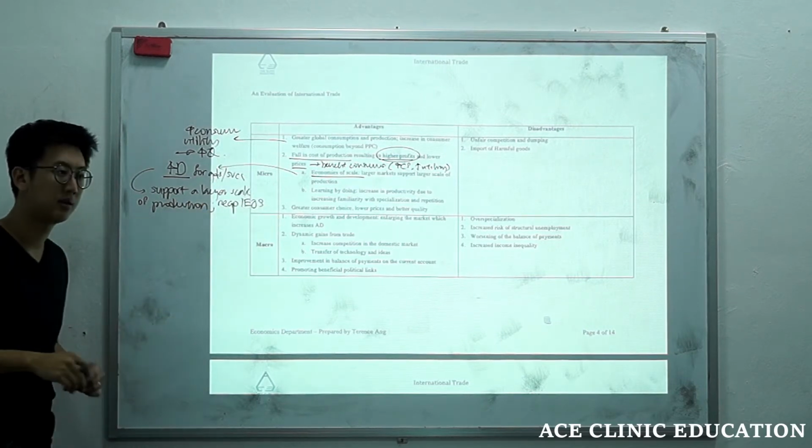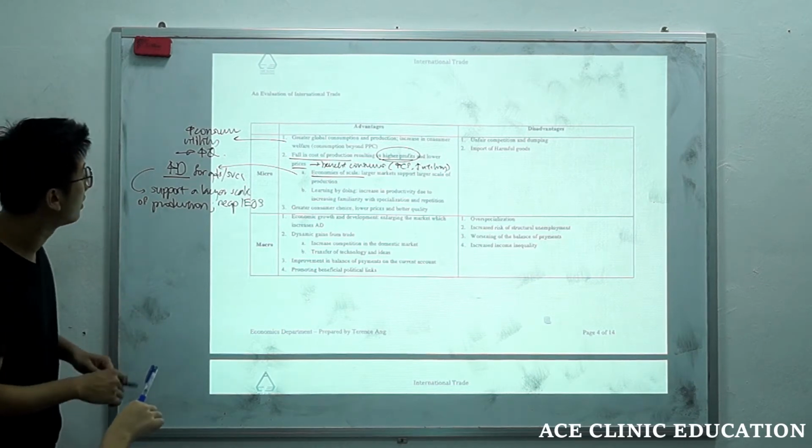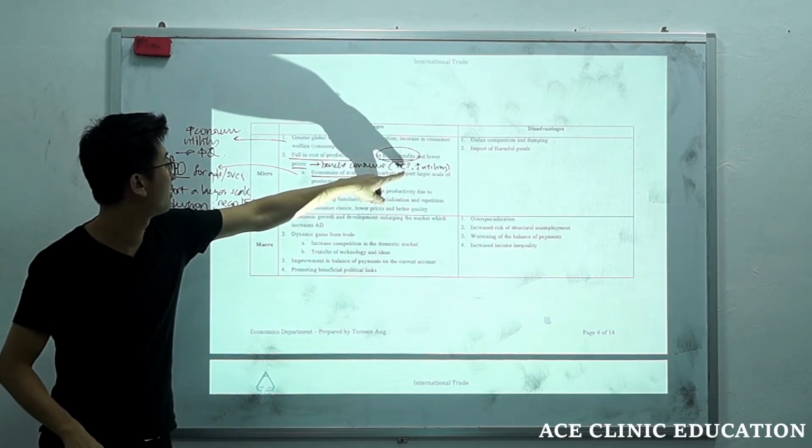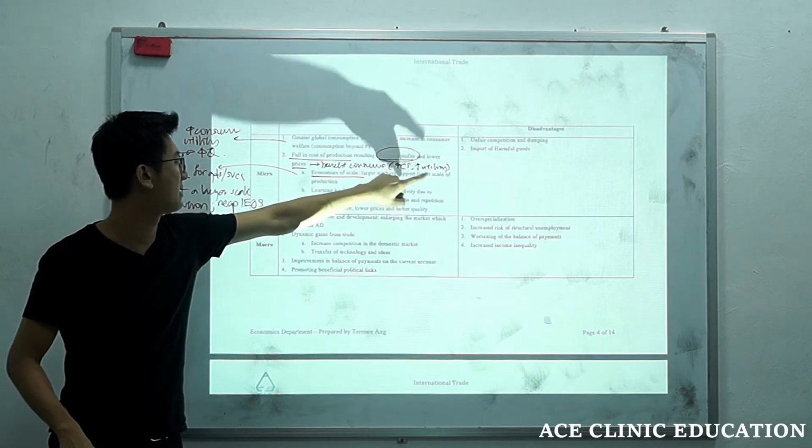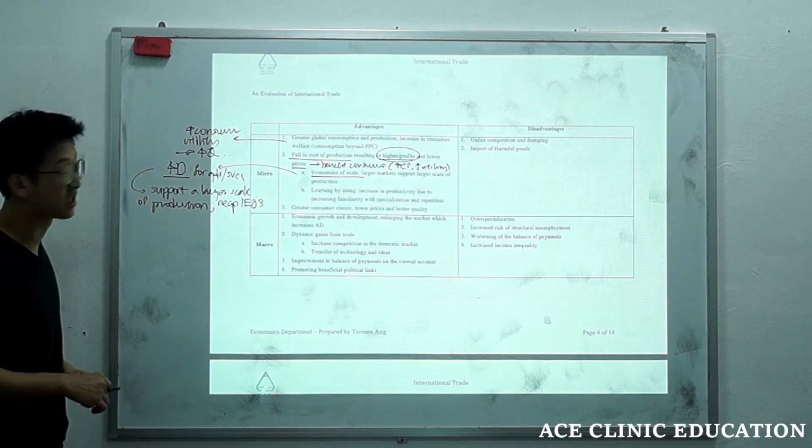CS. Rise in CS, rise in utility. What's that? Consumer surplus.